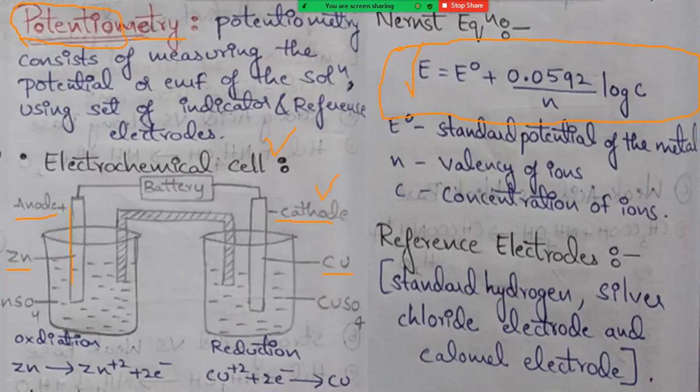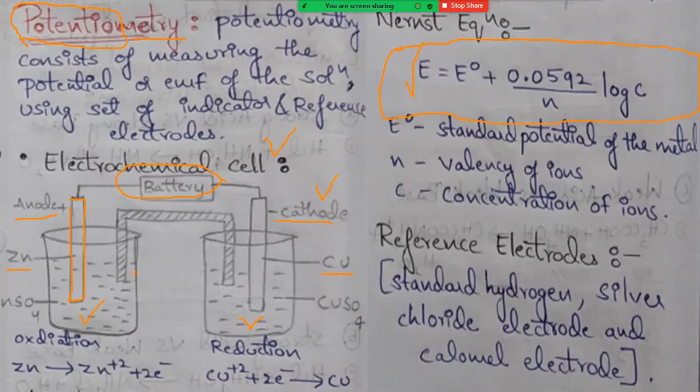So we are placing a zinc metal in the zinc sulfate solution and copper metal in the copper sulfate solution, and these two electrodes are attached with a battery. Why? Because the battery is necessary to provide a potential difference between these two electrodes, right? So here the battery will be connected in between these two electrodes.